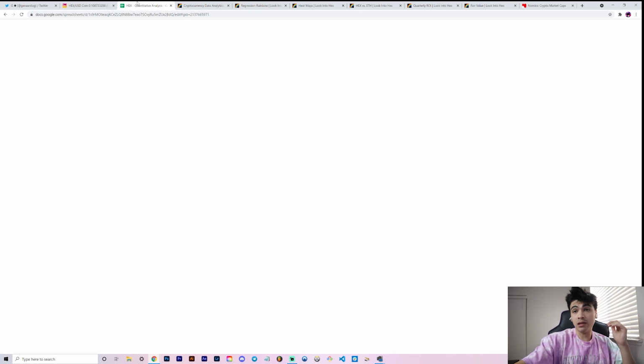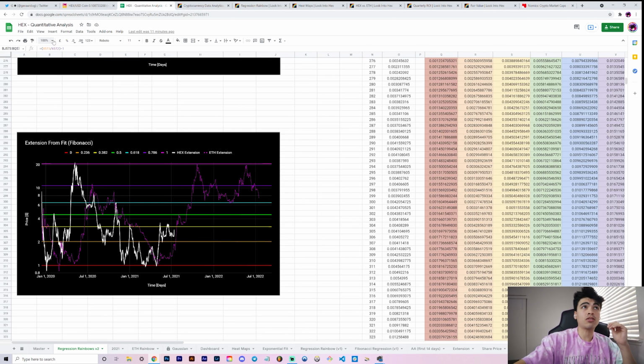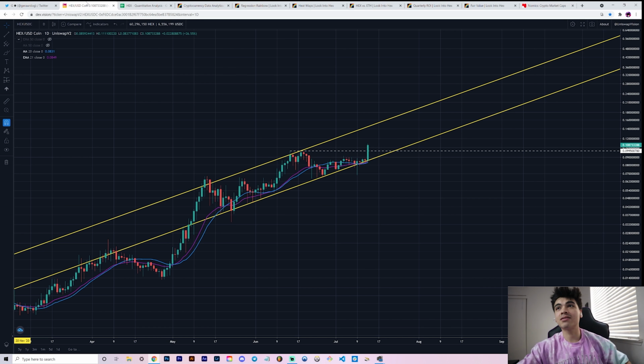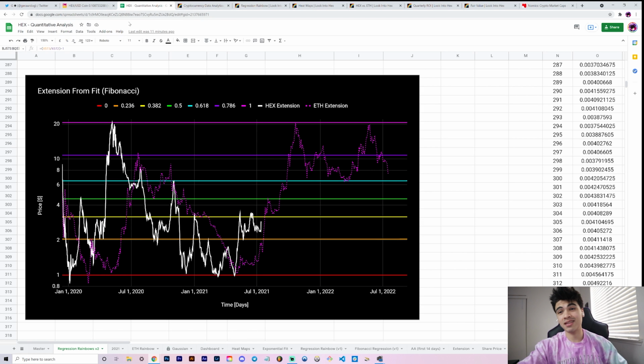I mean, we can look at what Ether did on its regression rainbow to kind of get an idea. And now that we've hit 10 cents, I'm actually going to put this on the website, on the regression rainbow section. Look at that. We're still pumping. 10.87 cents. Holy shit.